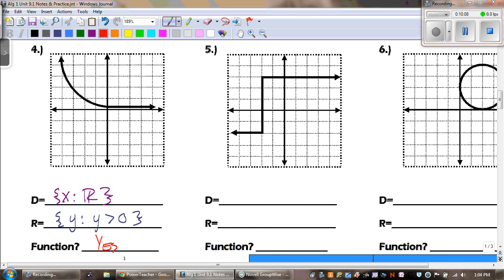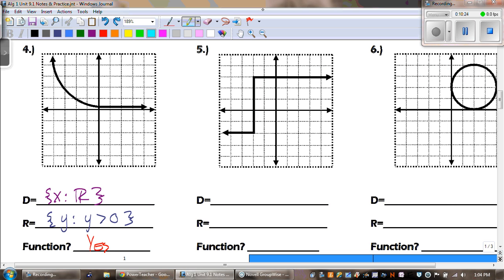All right, number 5. So let's look at our domain first. So this tells me that it goes all the way to the left, and then it goes all the way to the right. So that means that our domain is all real numbers. Okay, remember that that symbol means all real numbers.